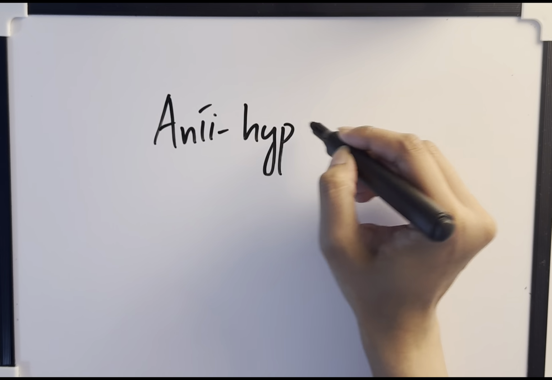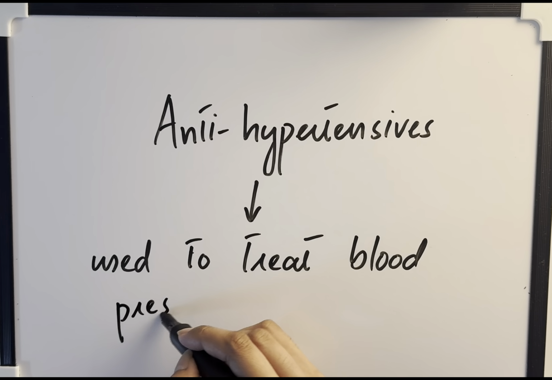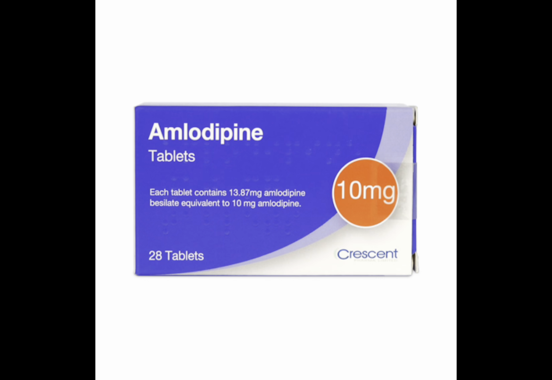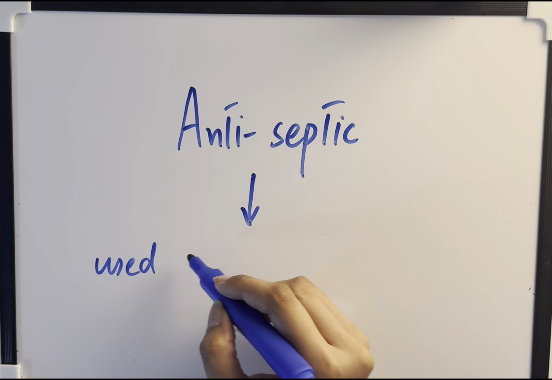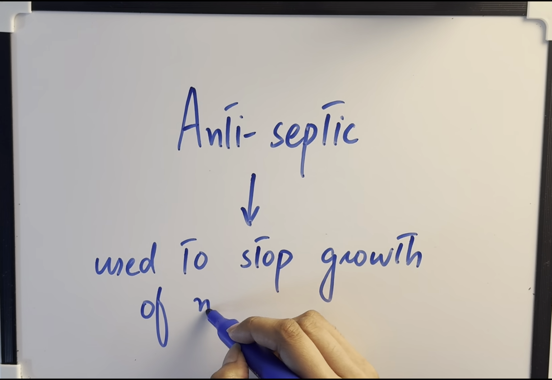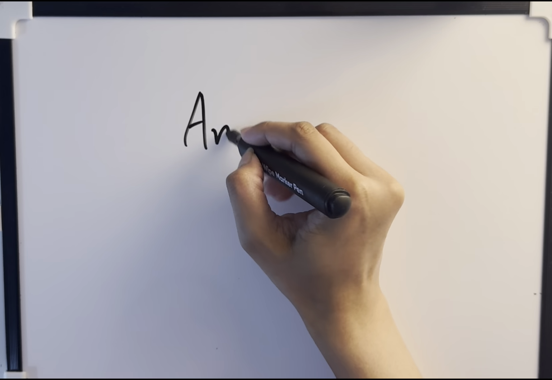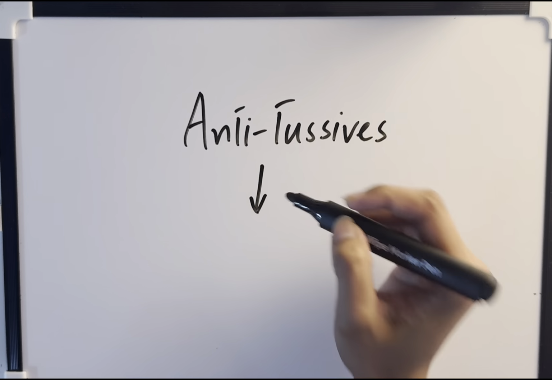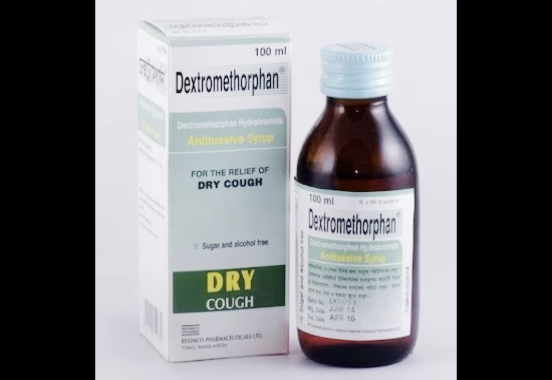Next class is antihypertensives. These are the drugs that are used to treat high blood pressure, and the most common example is amlodipine. The next class is antiseptic. These are the drugs that are used to stop growth of microorganisms, and the most common example is hydrogen peroxide. The next is antitussives. Antitussives are the drugs that are used to suppress coughing. The most common example is dextromethorphan.